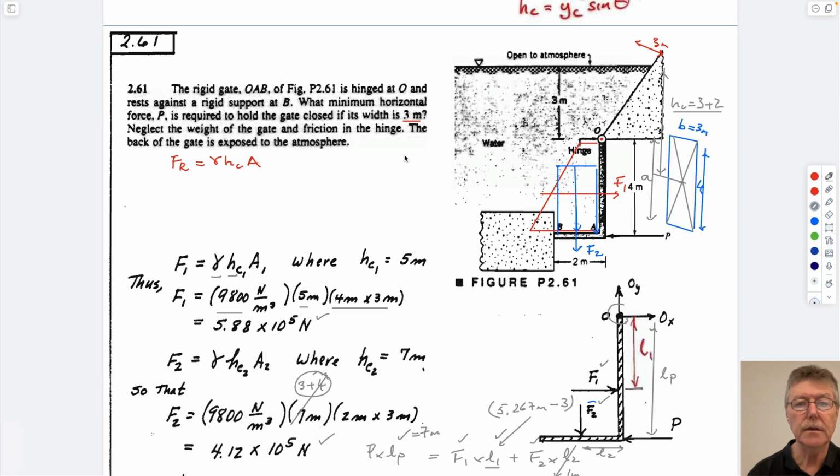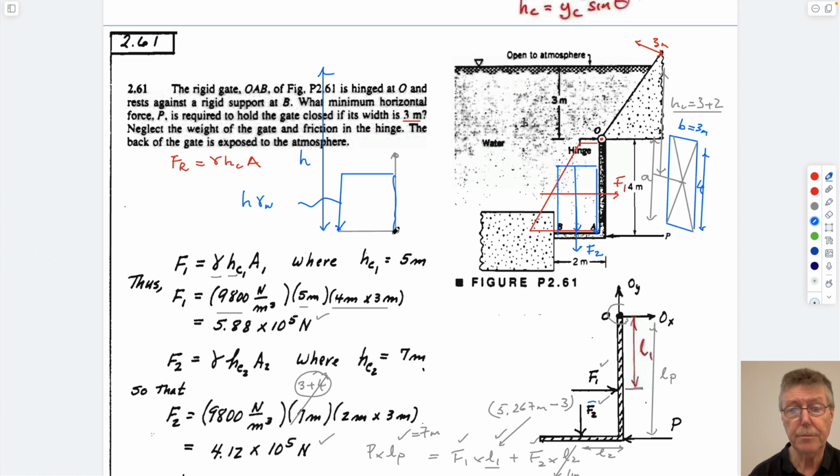The box in blue is for this gate, which looks like this, right? This hinge. If you look at the pressure distribution along here, what would it look like? The pressure here, if this is H, is equal to H gamma W, and it's just uniform across here. So I perhaps should have drawn some more arrows. This is just the uniform pressure across this plate. Every single point across that plate will have exactly the same pressure acting on it because it's horizontal.